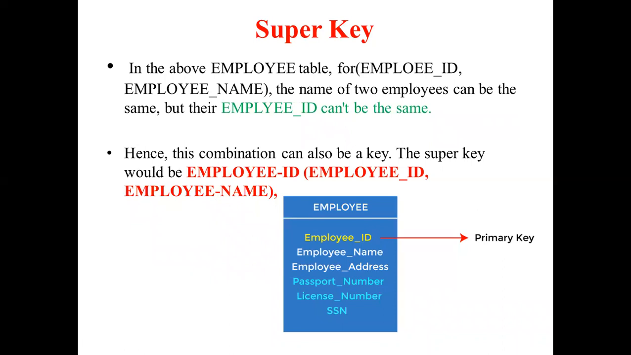This one is another example. This is an employee table, having some attributes for the employee table. Here, if we choose employee ID as the primary key, then employee ID, when combined with employee name, gives us a unique identification, and that's why this can act as a super key.